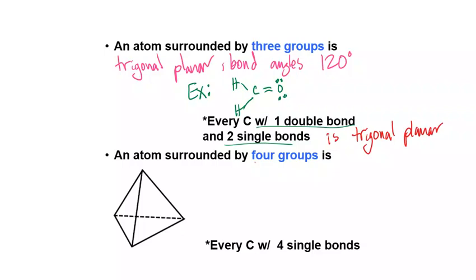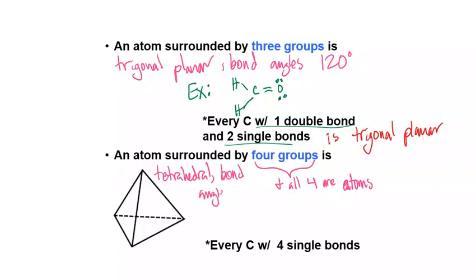So I'm going to clarify. Four groups and all four are atoms. So in other words, I'm not talking about lone pairs yet. This will be tetrahedral. And the bond angles are 109.5 degrees. And one thing that I want to point out with this is that it's not flat.